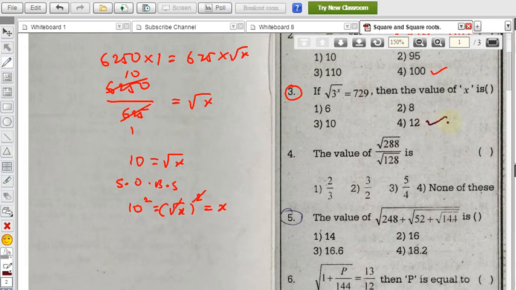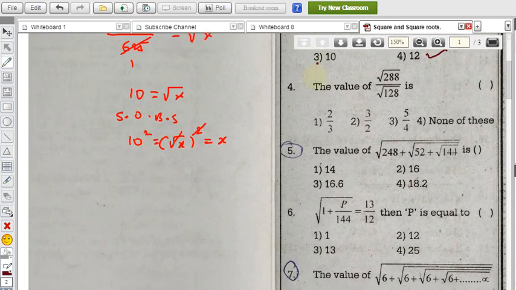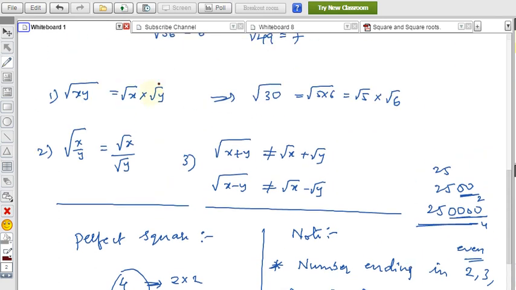X value is 12. The value of the fourth one: the value of root 288 by square root of 128. Options 2 by 3, 3 by 2, 5 by 4, none of this. We'll try cancellations, we'll get the answer. I'll explain the formula first. Square root of this one.